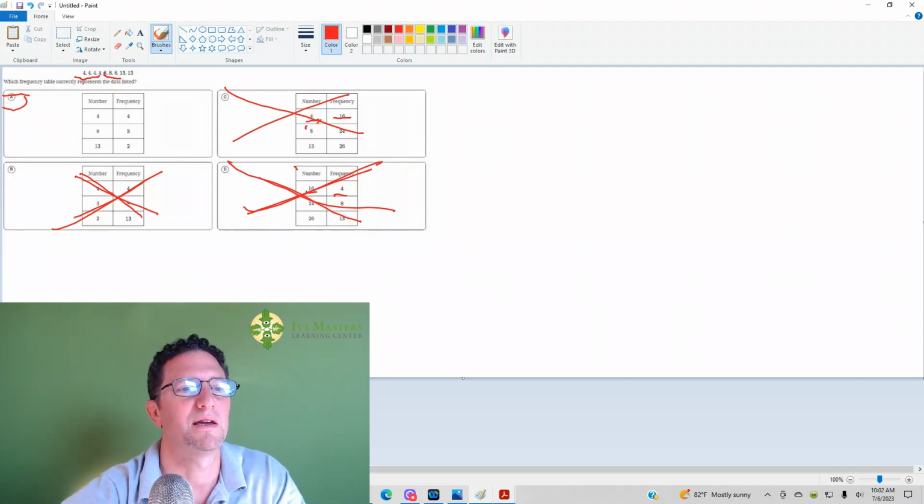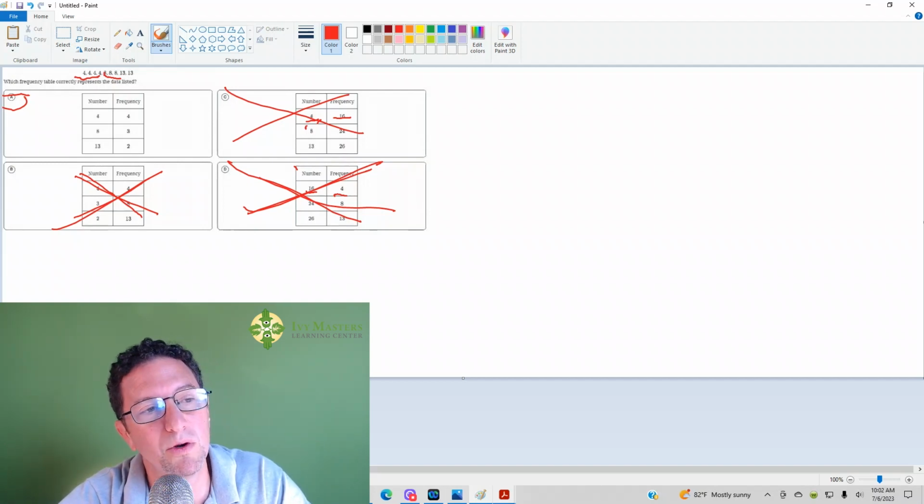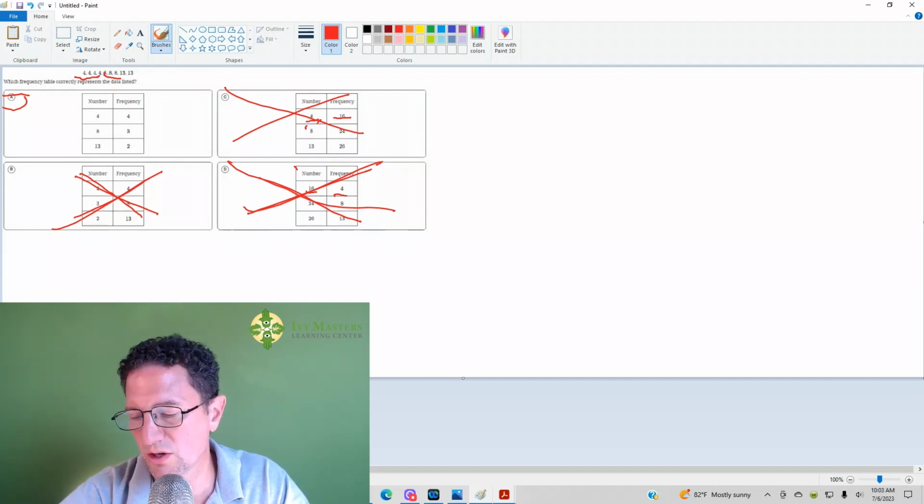It looks like answer choice C is like saying, hey, if it's multiplied, what do you get? So answer choice A is your correct answer.